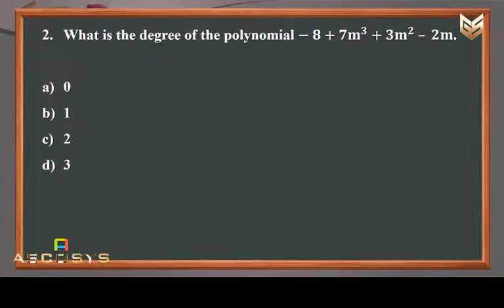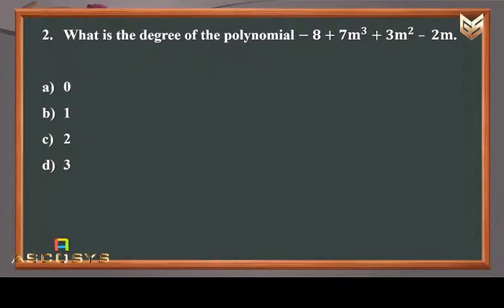Number 2. So here is your question. What is the degree of the polynomial minus 8 plus 7m cube plus 3m square minus 2m? And your options are A) 0, B) 1, C) 2, D) 3. So how to find the degree of the polynomial? We already discussed this one in our earlier video, that degree is the highest power of the variable. So here what is the highest power of the variable? How much? 3. So the answer is 3.